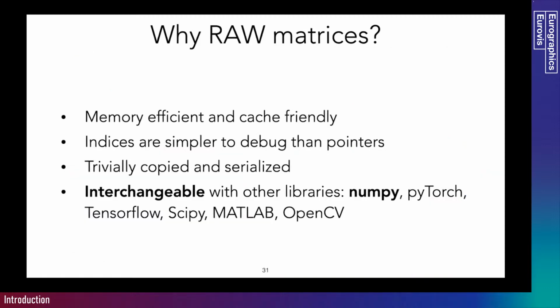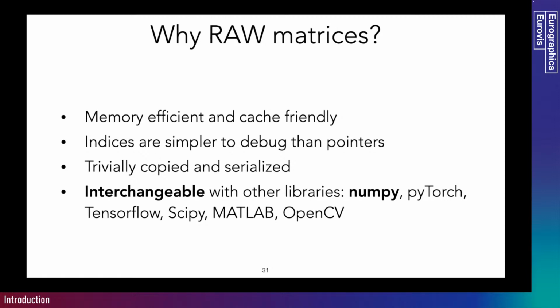So why do this? Why use just raw matrices to store the data? There are many reasons for this. One is that it's memory efficient and cache friendly. This is a very simple representation. Every time you read a number, you're going to read all the ones that fit in your cache line, and in this case it's going to be a few numbers that are actually useful for subsequent computations. One major practical advantage, from the point of view of people developing algorithms, is that indices are so much easier to debug than pointers.